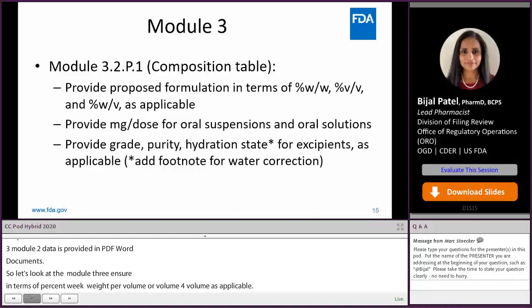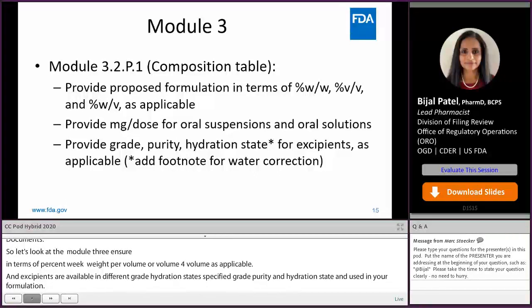With respect to excipients that are available in different hydration states, if there was any water correction done for a specific excipient while manufacturing a drug product, add a footnote with this information to the composition table in 3.2.P.1. Also, as I mentioned earlier, provide amount in terms of milligram per dose for oral suspension and solution in 3.2.P.1.